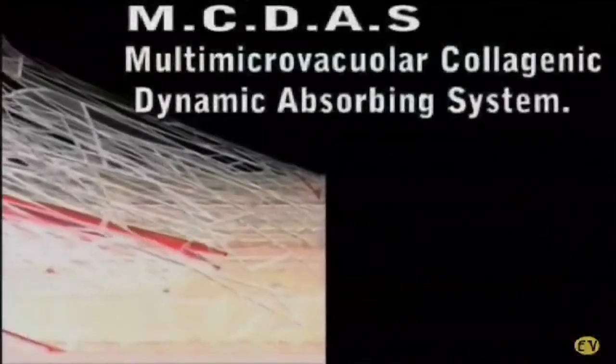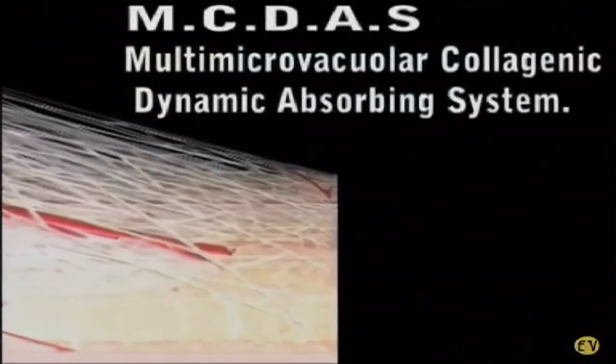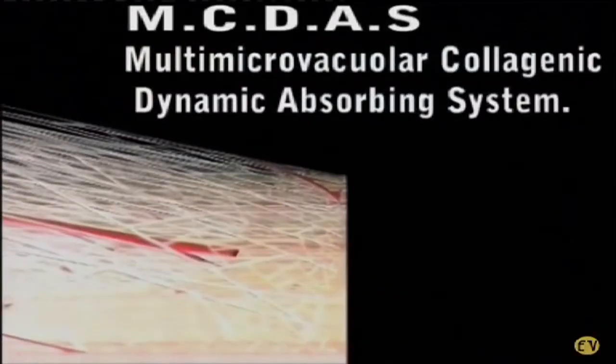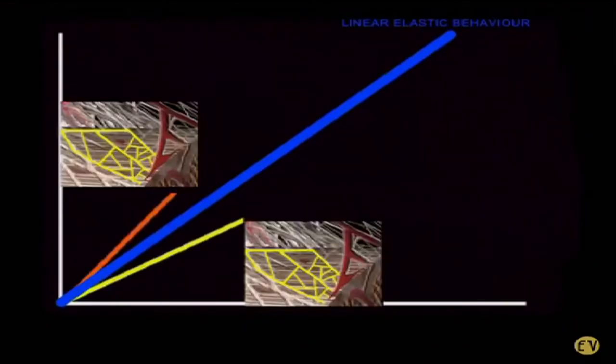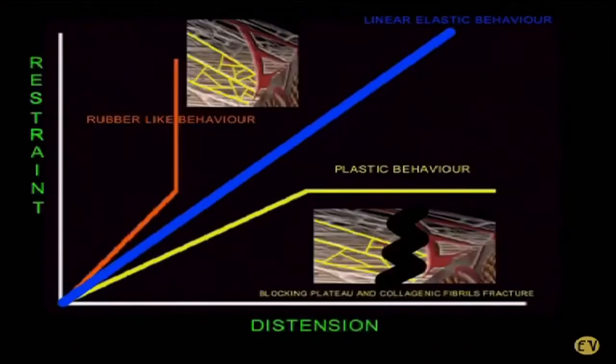This system is customarily known as the connective or areolar tissue, but we called it the multimicrovascular collagenic absorbing system. To our minds, it was a rubbery elastic system because its role is to avoid reaching a threshold of resistance at which the collagen might shear. It has to allow the tendon to move freely without transferring the movement to the surrounding structures.